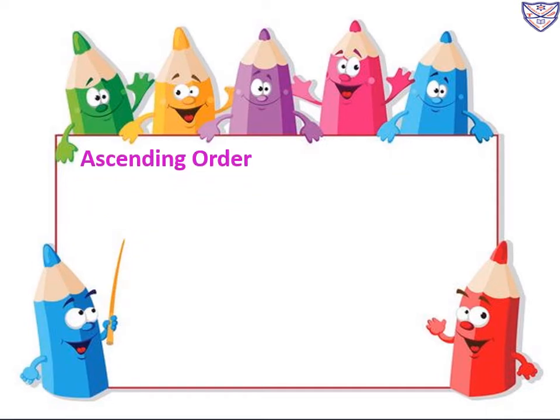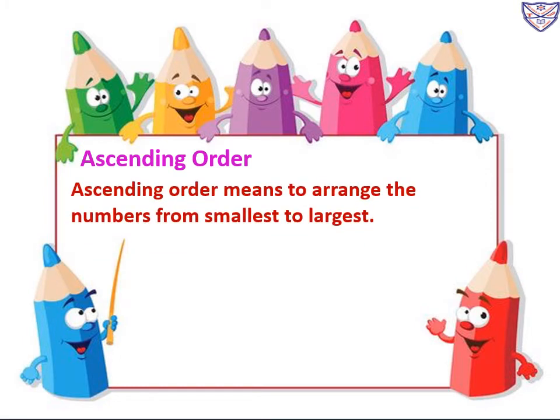So now the next topic is ascending order. Now what is ascending order? Ascending order means to arrange the numbers from smallest to largest. What is ascending order? It means we have to arrange the numbers from smallest to largest.